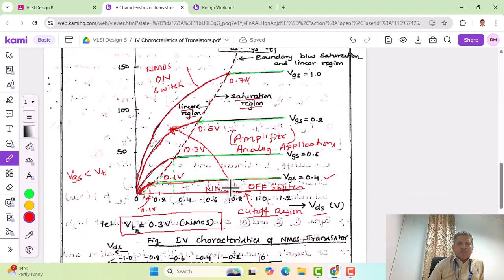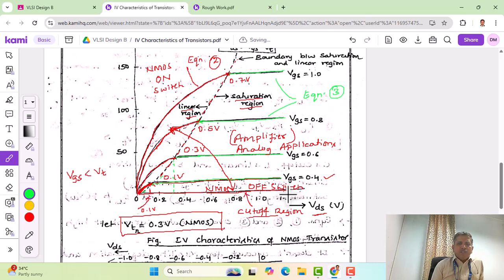I would like to mention, all these red colors that I have shown here are the curves that obey equation 2, because these are the various curves in the linear region. Therefore equation 2 is valid for all these curves for different values of VGS, of course. Whereas for all these green curves that I've shown here, equation 3 is valid.